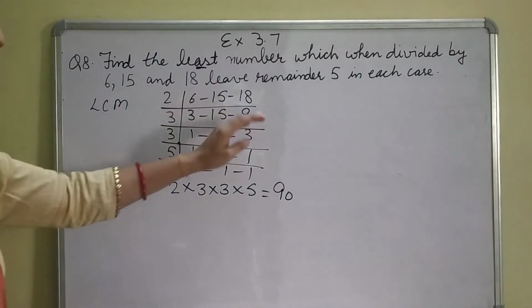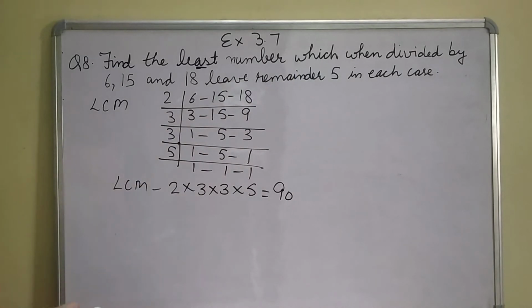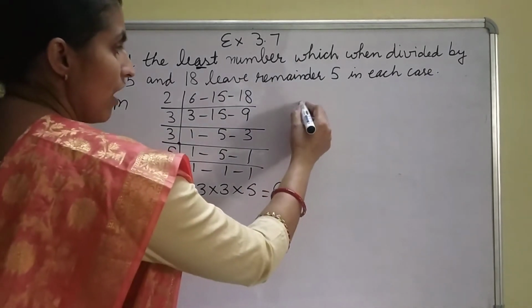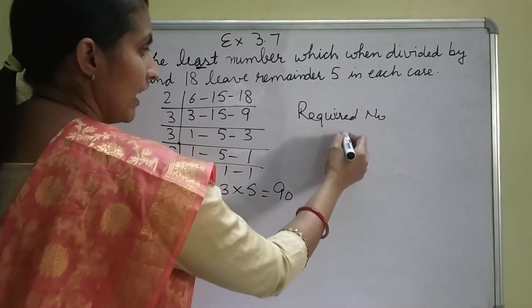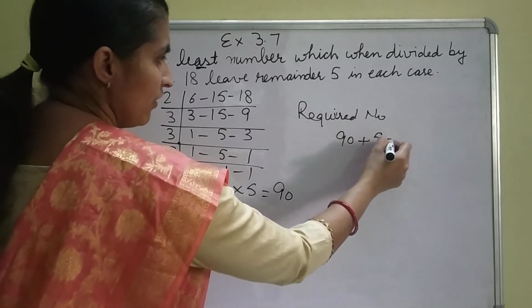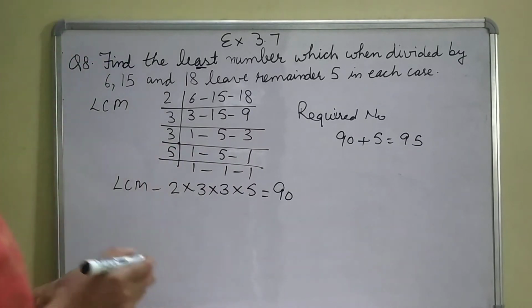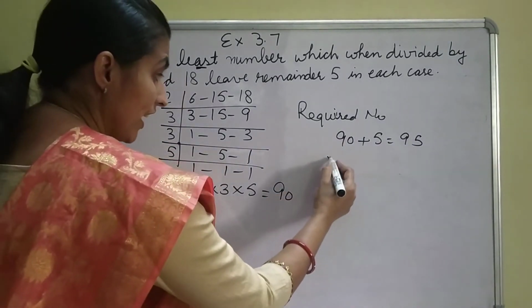But the question is it leaves remainder 5 in each case. So our required number is 90 plus 5, 95. Why did we add 5? Let's check.